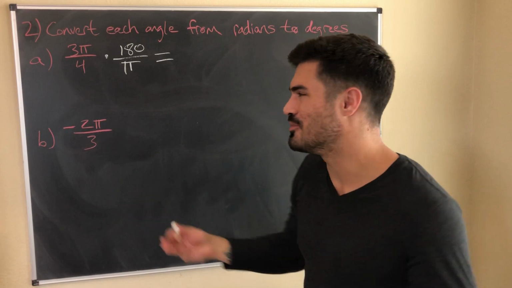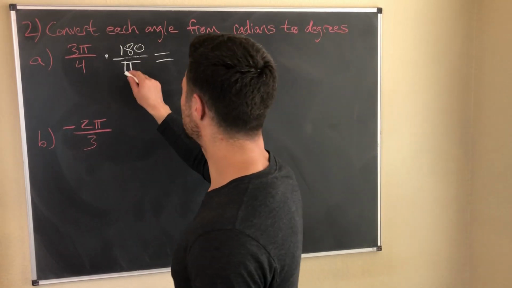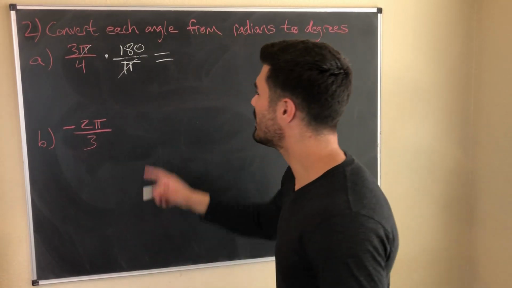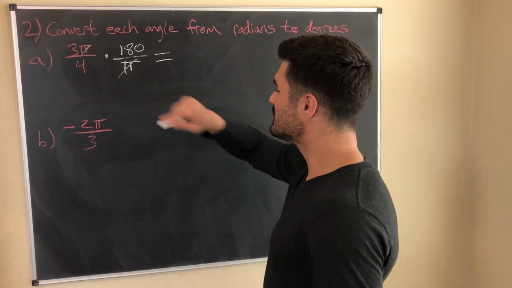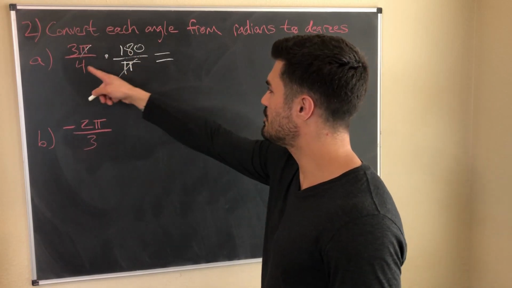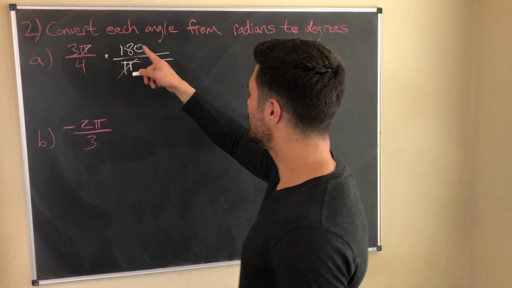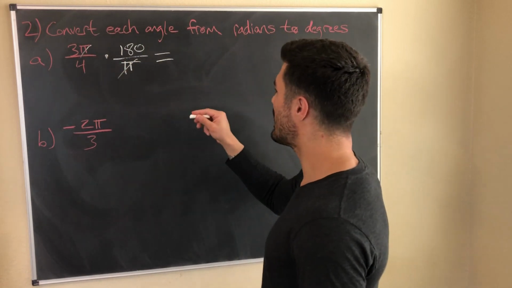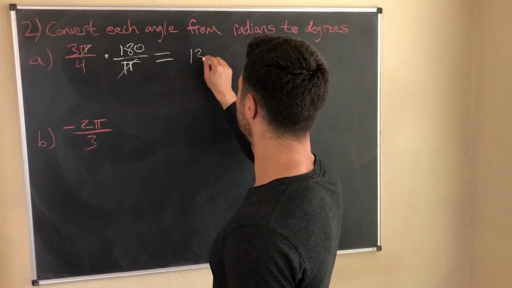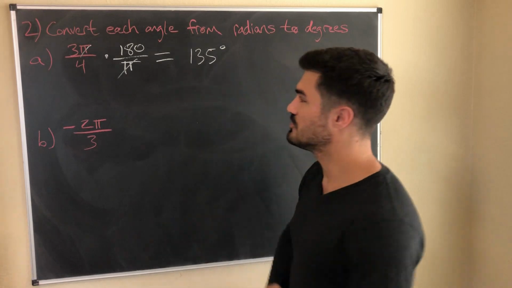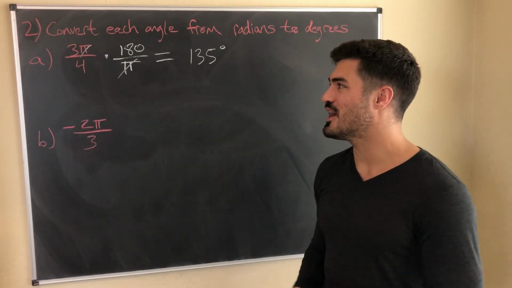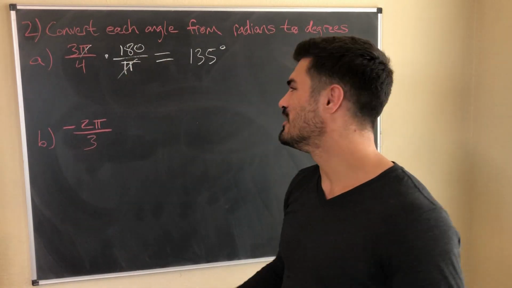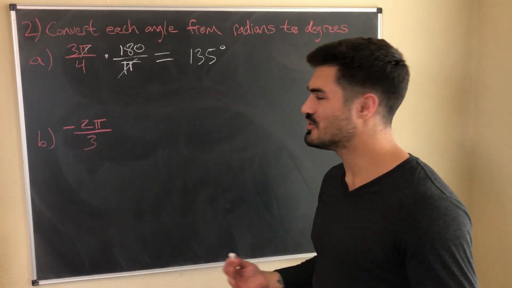That's one way I remember, but whatever works for you. So these pi's will cancel. 4 into 180, that gives me 45. So I'm left with 3 times 45 in the numerator: 135 degrees. And again, I'm doing this a little bit fast. I trust that you can do this simplifying on your own. If it takes you a little longer, that's okay.